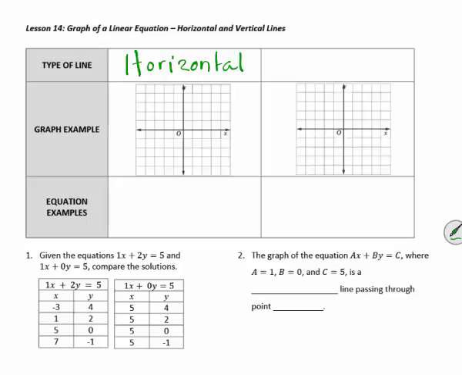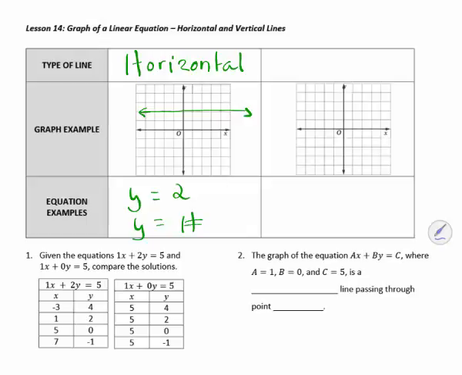And a horizontal line is going to be one that goes straight across. So for example, we can have one that looks like this. Equation types, horizontal lines are going to be y equals a number. So the one that I drew up there is actually y equals 2. Right? So it's going to be y equals some number, and you draw a horizontal line.